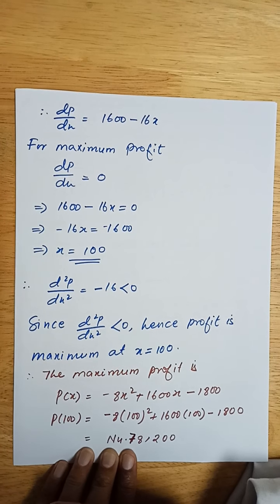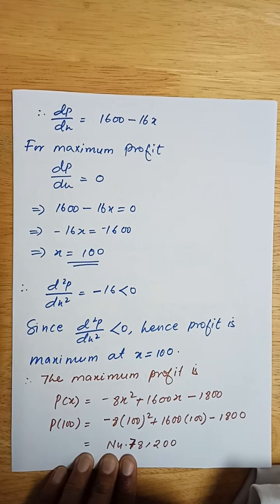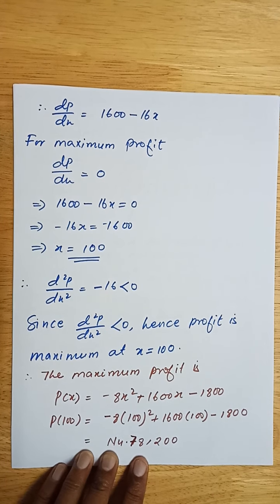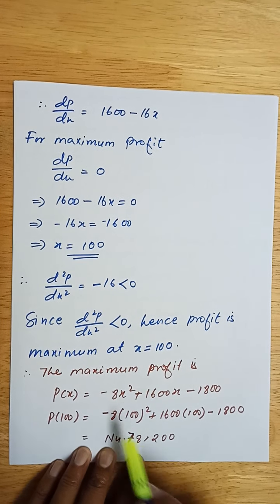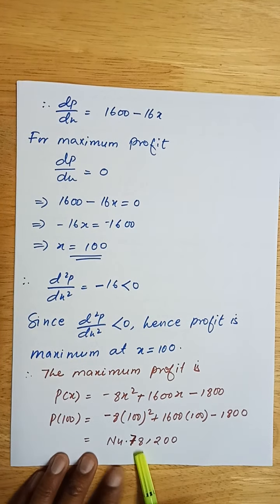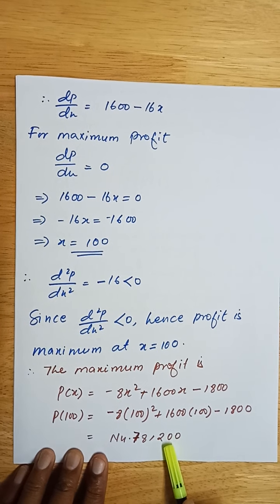Since d square p by dx square is less than 0, hence the profit is maximum at x equal to 100. Therefore the maximum profit is, you substitute x equal to 100 in the original profit function. When you substitute here, you are going to get 78,200 as the maximum profit.